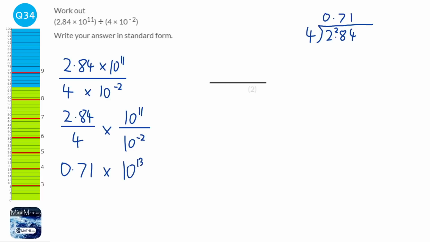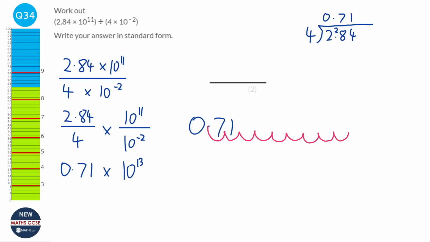Now we've got a bit of a problem here because standard form must have a number between 1 and 10, and not including 10, at this position here, and this is obviously less than 1, so we need to convert this into standard form. So what we can do is just write the number out again. So I'm going to write this as an actual number, so it's 10 to the power of 13, so it would be 1, 2, 3, 4, 5, 6, 7, 8, 9, 10, 11, 12, 13, fill in the zeros.